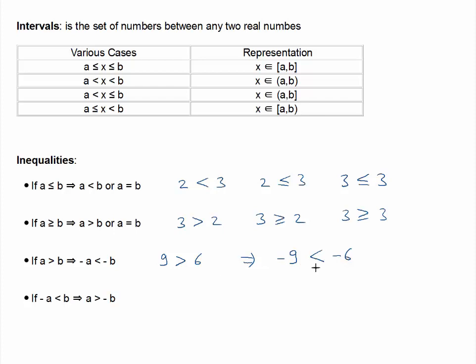So the inequality changes. Students must memorize this: whenever we multiply both sides by a minus sign, the inequality changes. Another example: if I write minus 6 is less than 9, and multiply both sides by a minus sign, I will get 6 and minus 9. Now it is very clear that 6 is greater than minus 9. So again we see that the inequality changes.